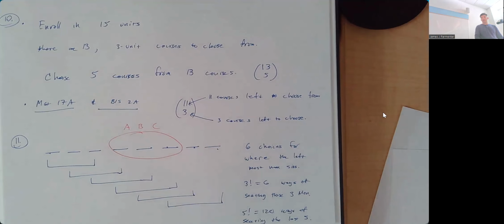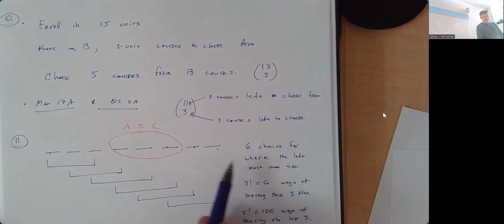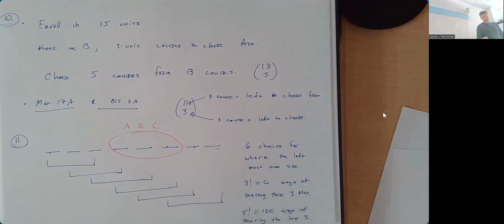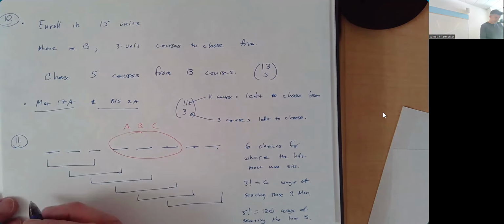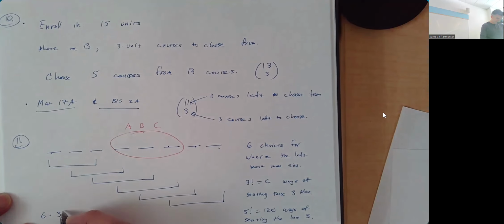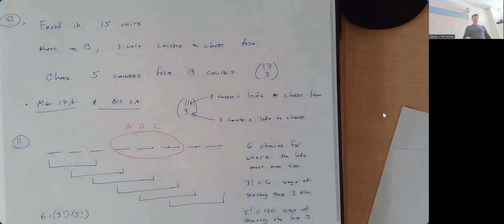And we're going to multiply all these things together. We want 6 ways to place the leftmost man times 3 factorial ways of seating those 3 men in those 3 seats times 5 factorial ways of seating the other 5 people in the other 5 seats. So 6 times 3 factorial times 5 factorial. Which again, I would leave like that.